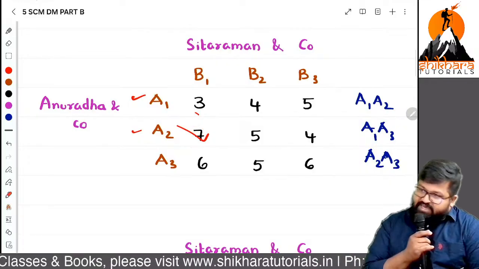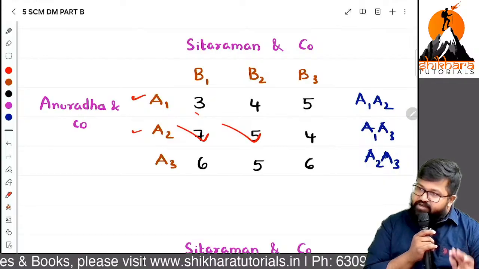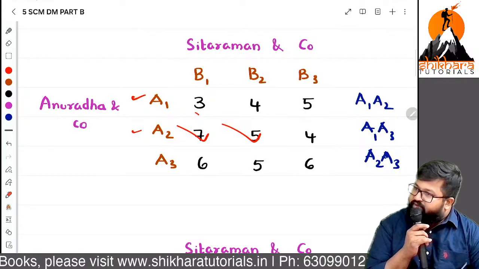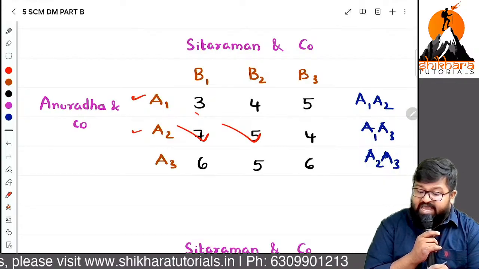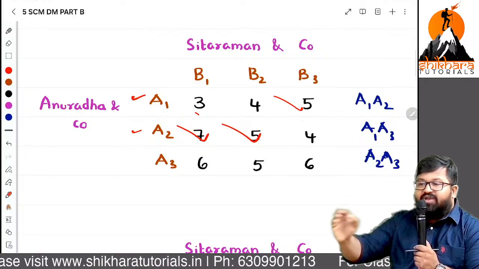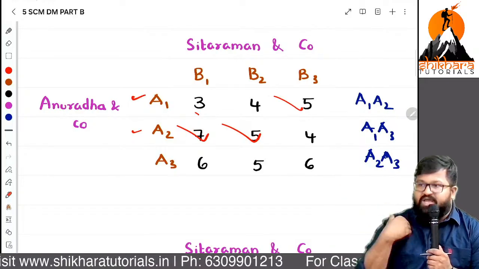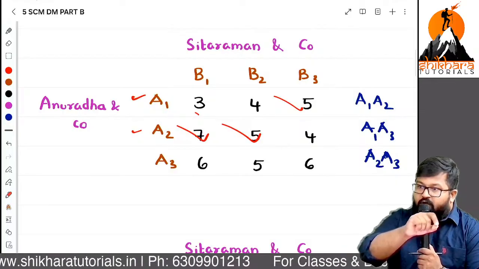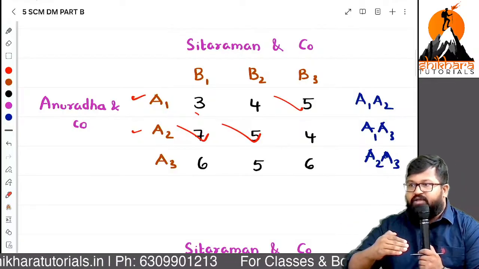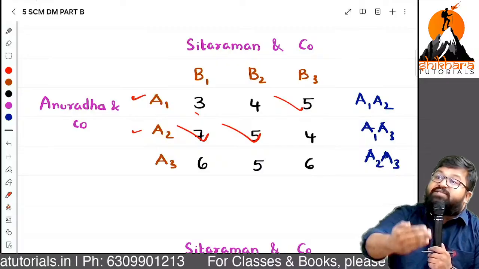Next, 4 and 5, which is highest? Fine. Next, 5 and 4, which is highest? 5 is in A1. Whenever you are having tick marks, with your convenience, with a pencil, if all the tick marks are in one part, you can keep that one. You can cancel the other one.